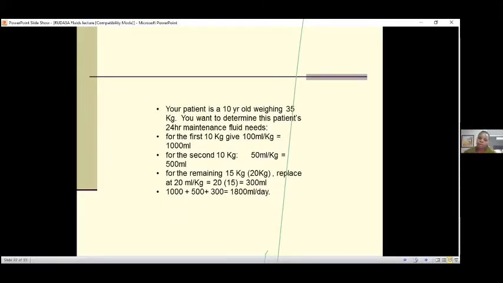This is just a workout for when you're dealing with a bigger patient. Let's say your patient is a 10-year-old weighing 35 kg. You want to determine this patient's 24-hour maintenance fluid needs. The first 10 kg you give at 100 ml per kg, which is 1,000. Then the second 10 kg will be 50 times 10, which is 500. And then the remainder, which is 15, will be times 20, which is 300. Then you add all of those, and you get the total fluid maintenance for that particular patient per day.